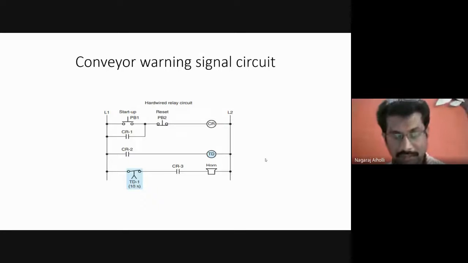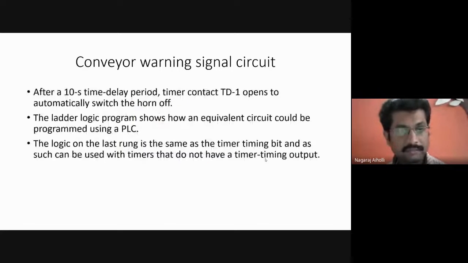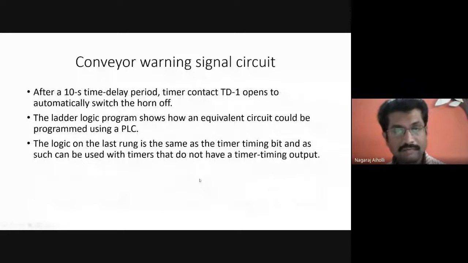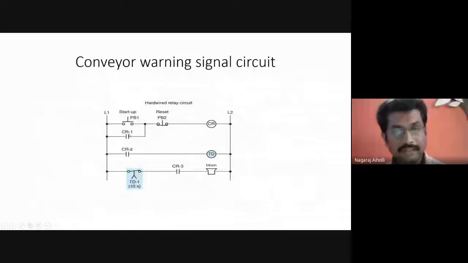Okay, I'll explain that. One minute. Here, we'll go step by step. First, what is happening? The control relay CR1 is energized when the start push button PB1 is actuated. When push button PB1 is actuated, the control relay coil is energized and CR1 is actuated.